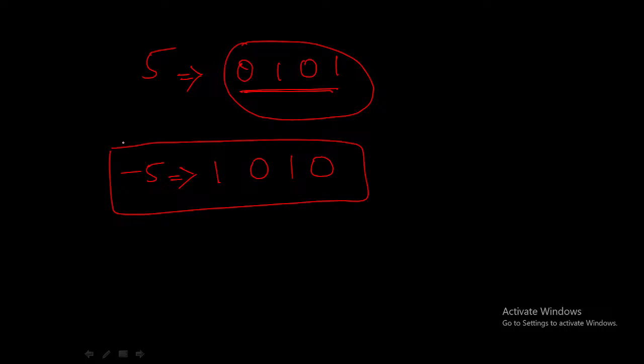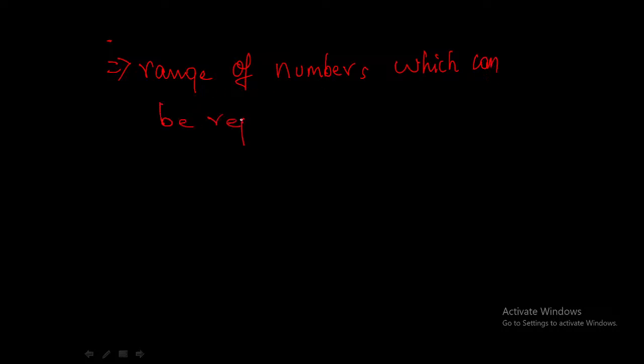So that's how we are going to write the negative number in terms of one's complement representation. Now, what is the range of numbers we can represent using this one's complement representation? I'll write it here: range of numbers which can be represented using one's complement form. So what is the range?